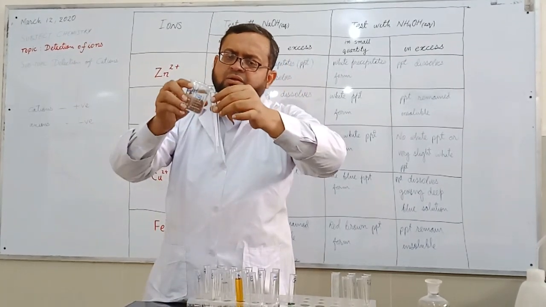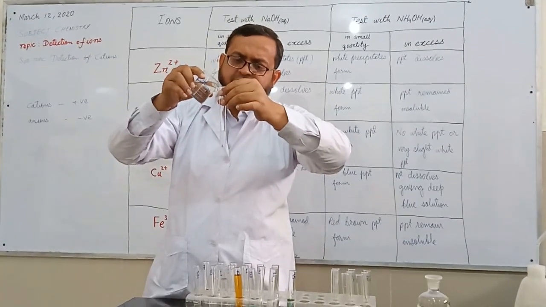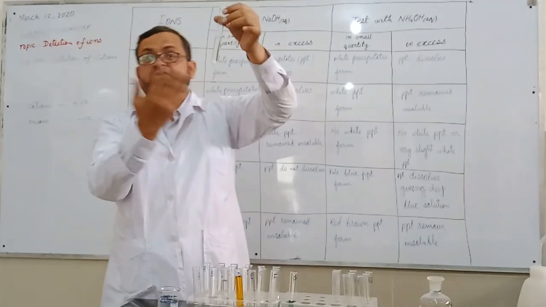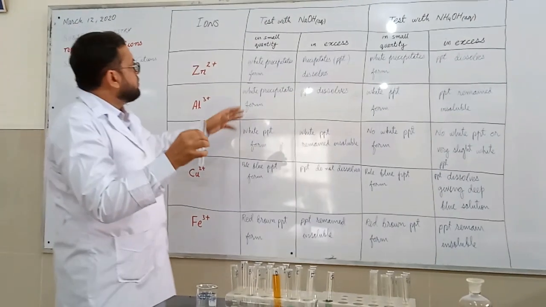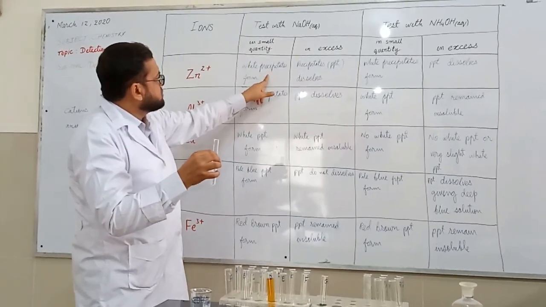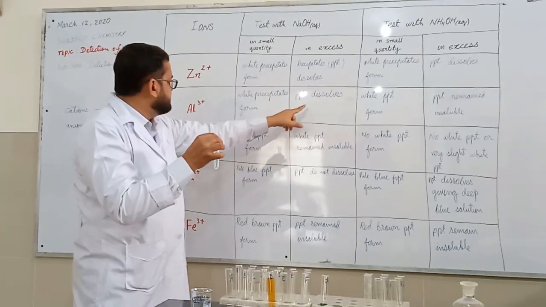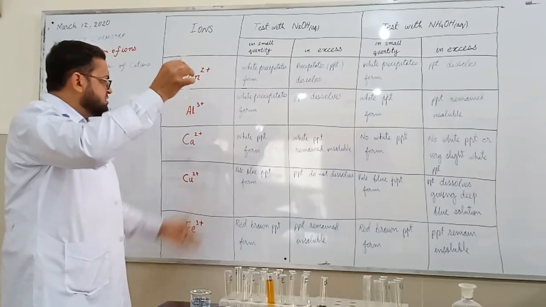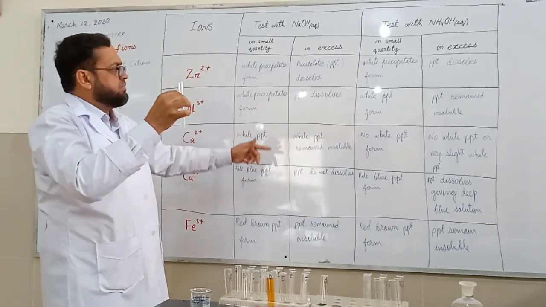Now I am adding more sodium hydroxide. In this large quantity, where are the precipitates? There is no precipitate. What does it mean? It means the precipitate has dissolved. So the line is: white precipitate, precipitate dissolves. The next is white precipitate forms, it remains. So we can rule out the presence of calcium here because the precipitates are soluble in excess of sodium hydroxide.